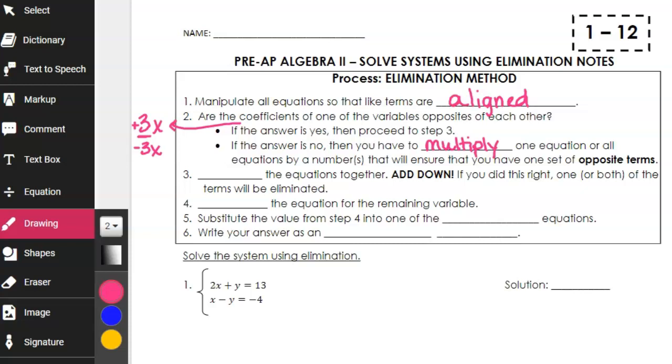You want to combine the equations together, meaning you want to add down. If you did this right, then one or both of the terms will be eliminated. That's where elimination gets its name. Finally, you'll be left with one variable in an equation. You need to solve that equation for the remaining variable. And then the last two steps are the same as they were in substitution. Once you get one value, substitute it into one of the original equations and write your answer as an ordered pair.